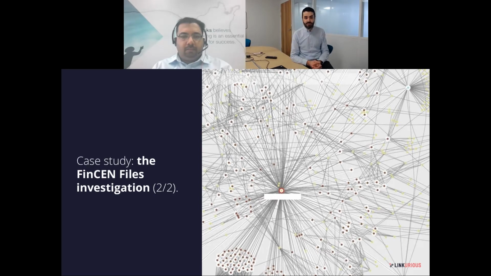The data was then loaded into Linkurious and Control, and with the help of our software, the journalists were able to visually explore the data to analyze the context surrounding suspicious activity reports or suspicious individuals. And that's what led to a series of news articles, which is really driving right now the conversation around the future of anti-money laundering. So this is a very concrete example of how some organizations around the world are using Linkurious and Control to conduct AML investigations.